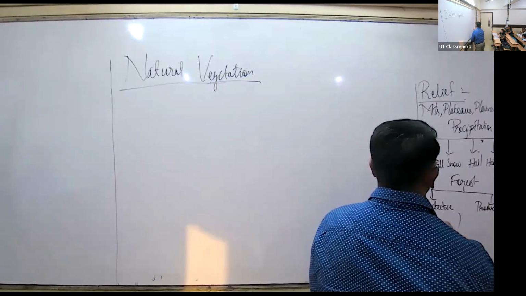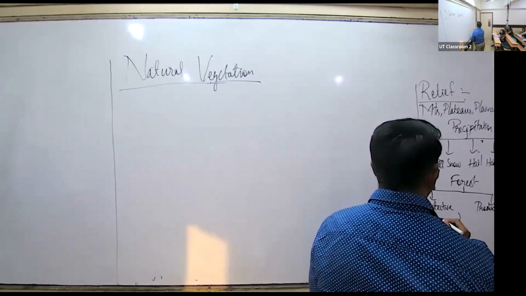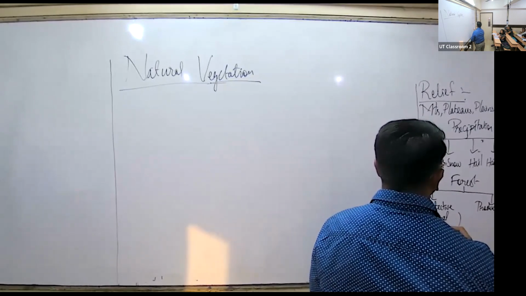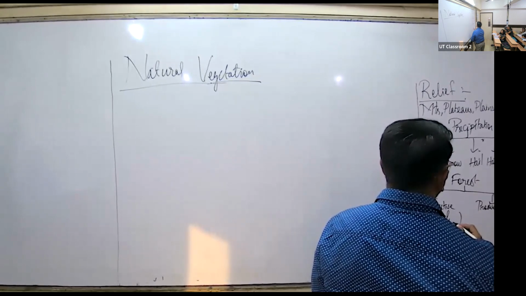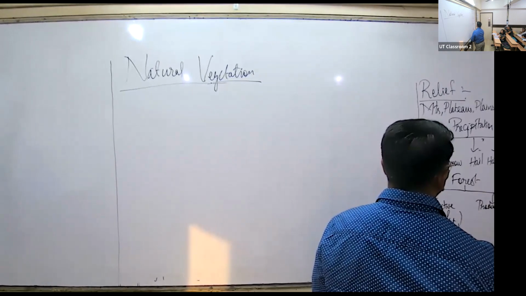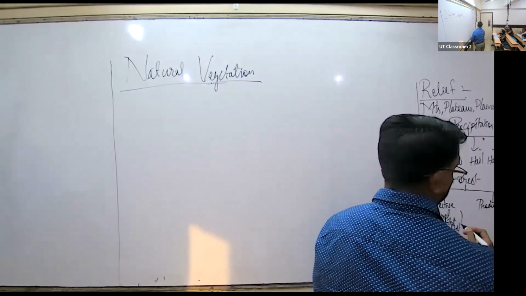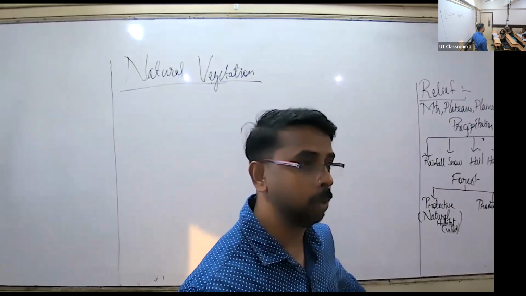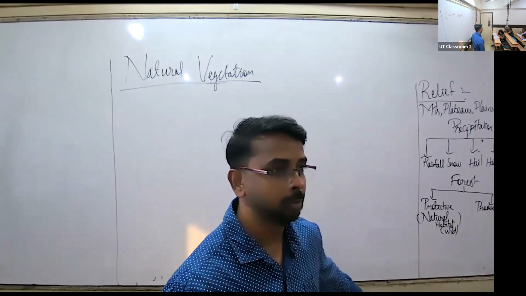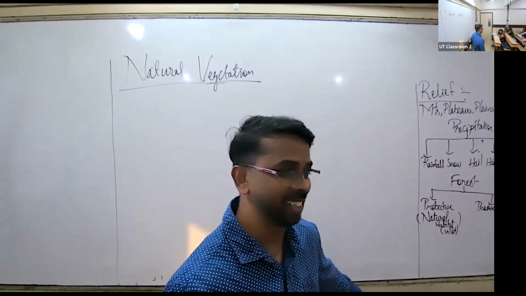Protective means it provides natural habitat to whom? To all the wild animals. Can we provide them? Sure? We can, but we don't. First build your own home, then go build homes for wild animals.